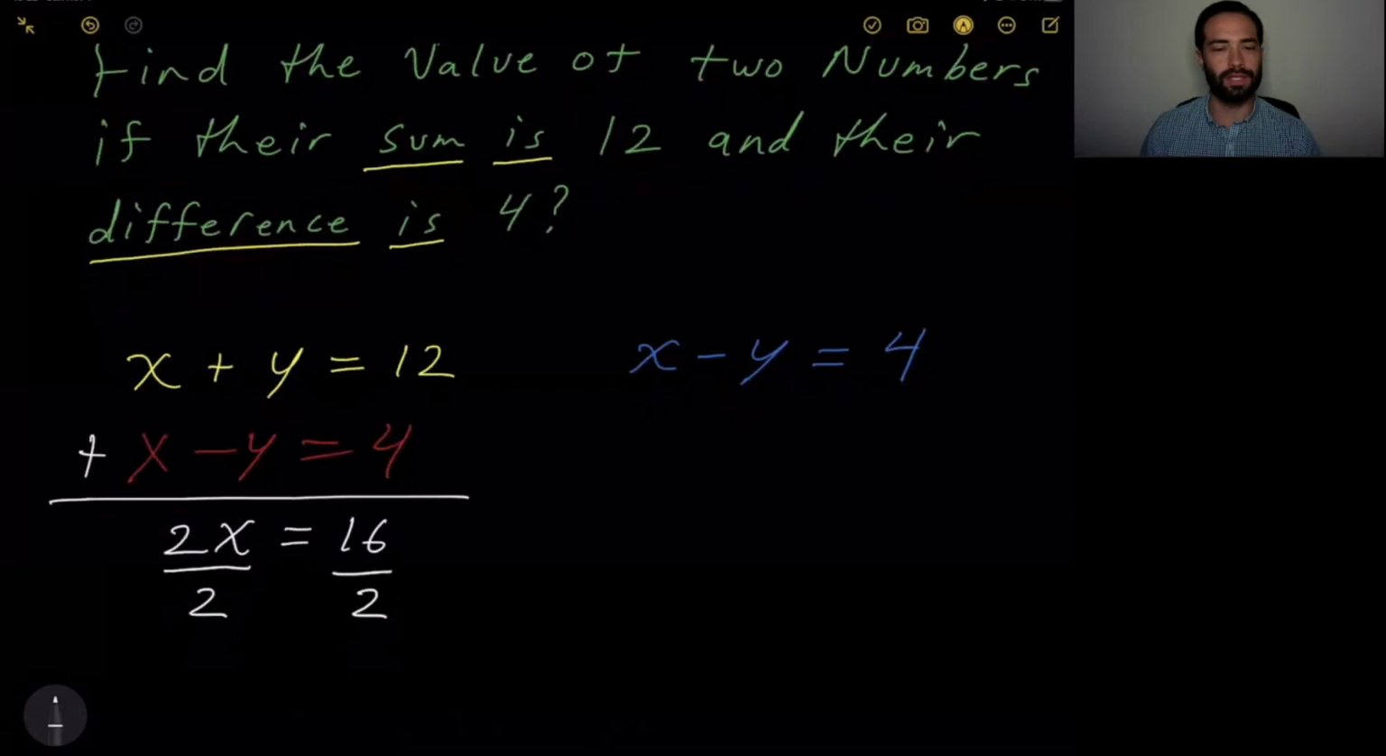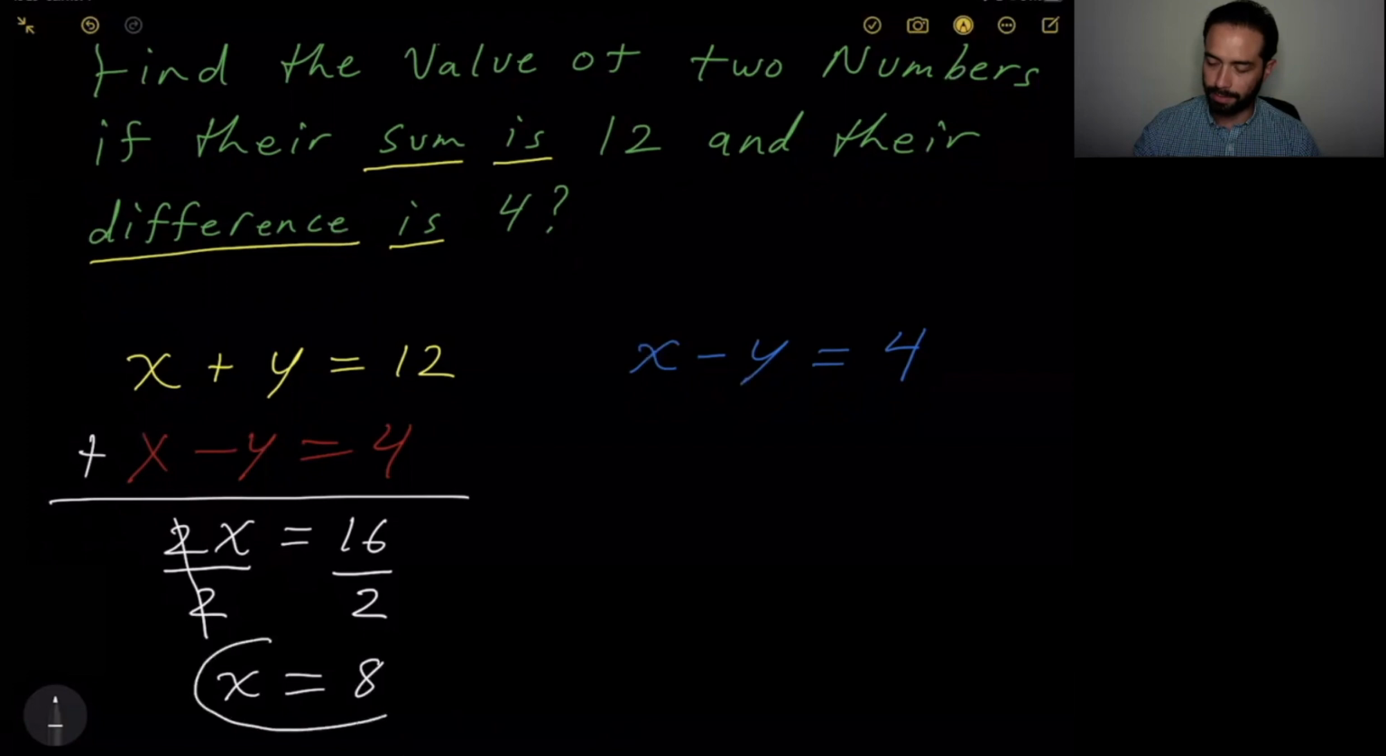So here we go. What is 2 divided by 2? That is 1. So that just leaves us with 1 times x, which is just x. And then 16 divided by 2 is 8. Okay, so we found one of our numbers. It's 8. Well, if I know that x equals 8, I can now use substitution and plug it into the other equation.